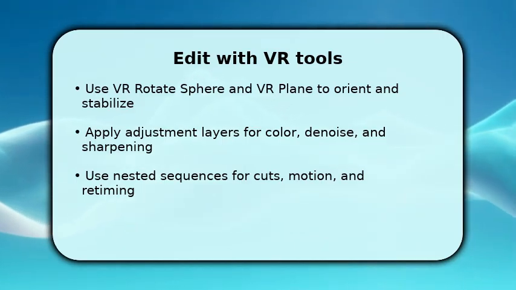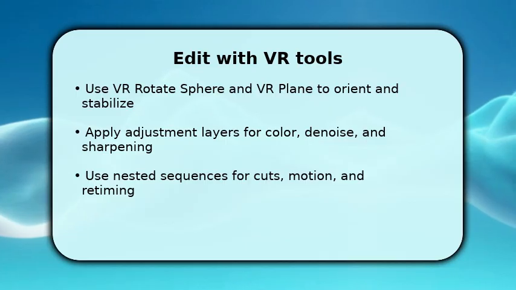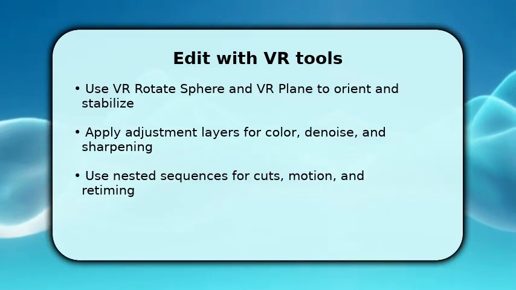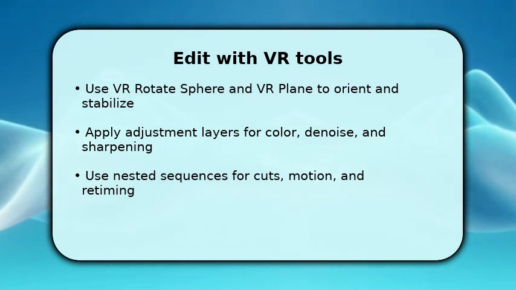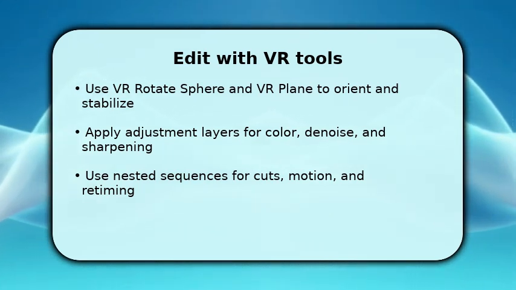Nest complicated sections when you do speed changes or multi-clip transitions. This keeps warping and stitch seams predictable. Make sure to preview in the VR viewer or finish by exporting with a VR-aware preset.